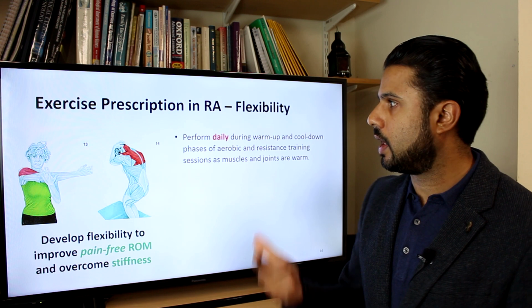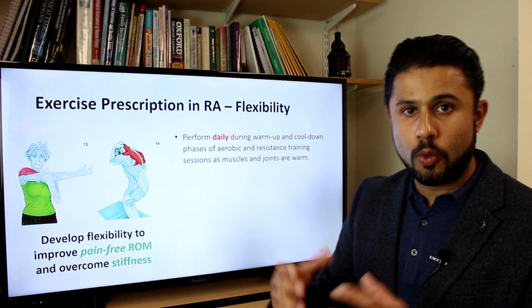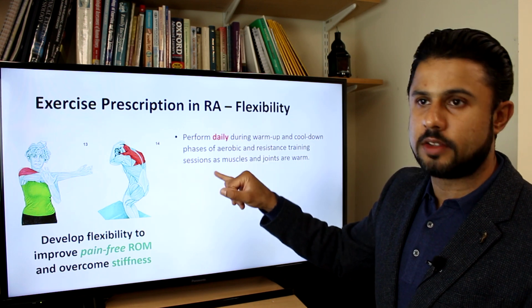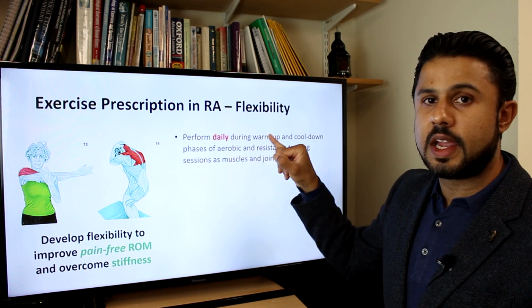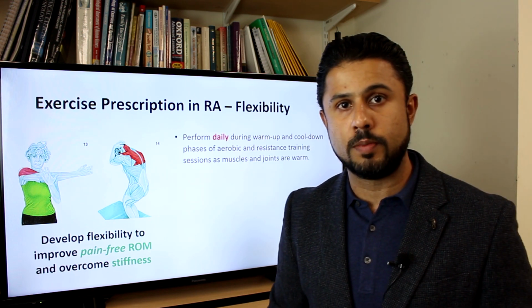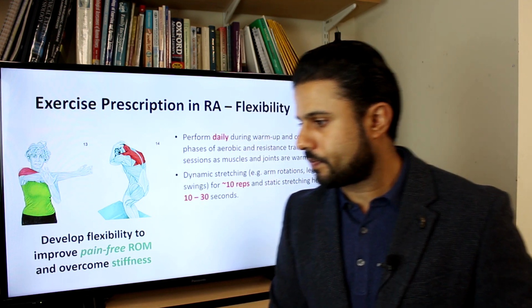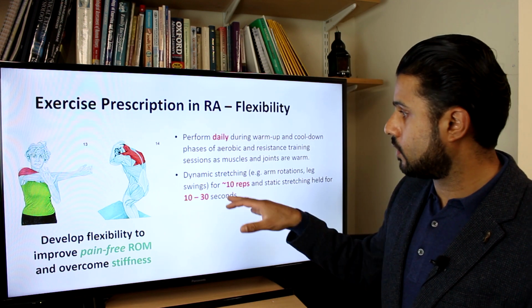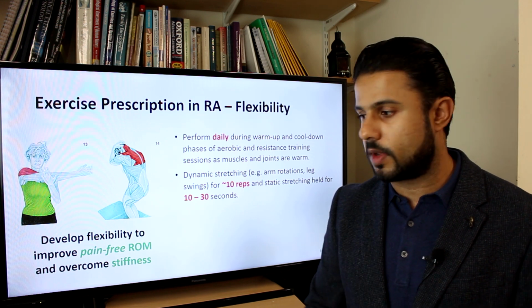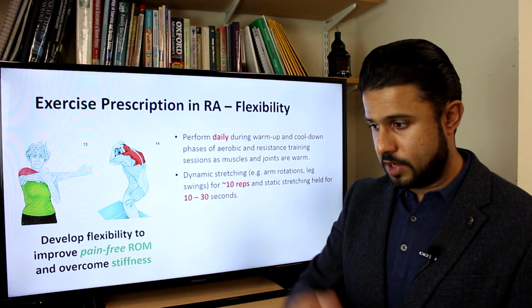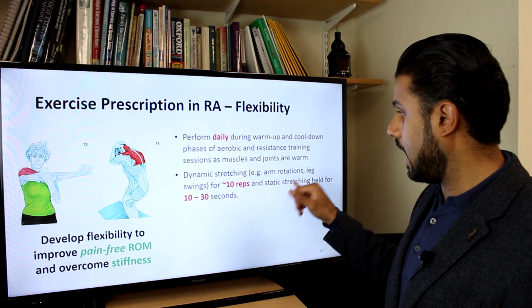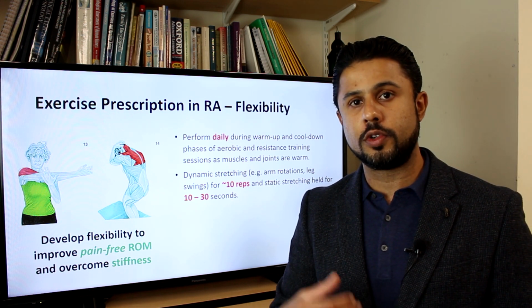Now, it's very important not to forget flexibility. So we've had aerobic training, we've had resistance training. Along with that, when your body is warm, it's important to make sure that in the warm-up phase and also the cool-down phase, you're doing daily flexibility exercises to try and increase the range of motion, okay? It's nothing too taxing. You can do arm rotations, arm swings, start off just doing your general major movements for about 10 reps, and then once the body's nice and warm, you can do static stretching.